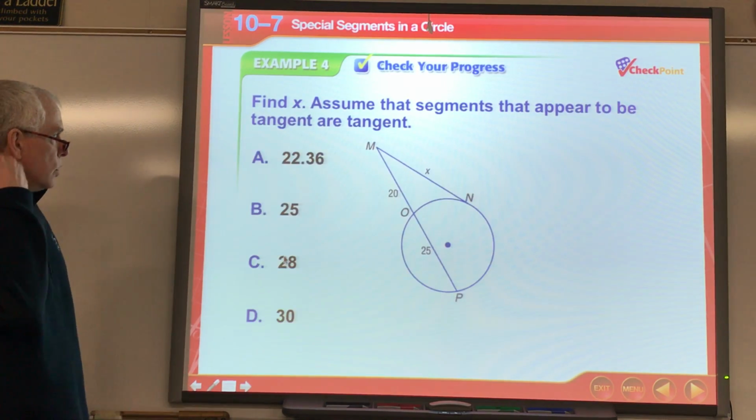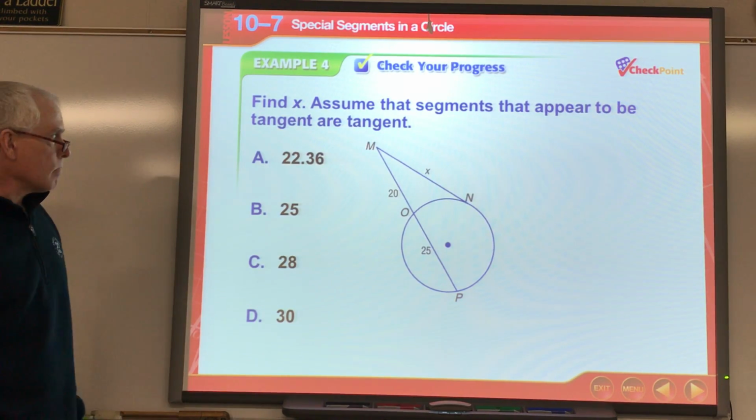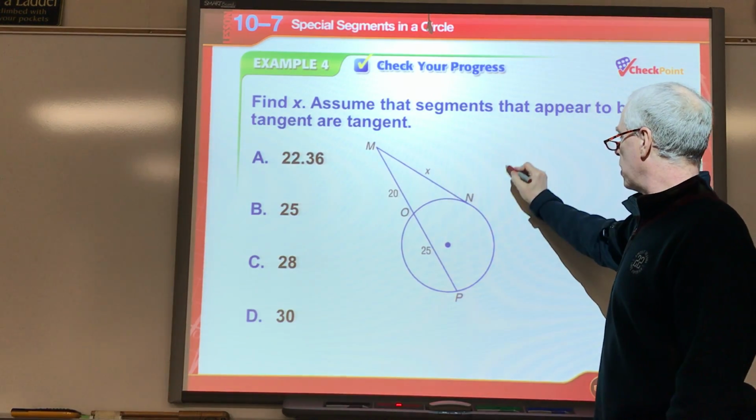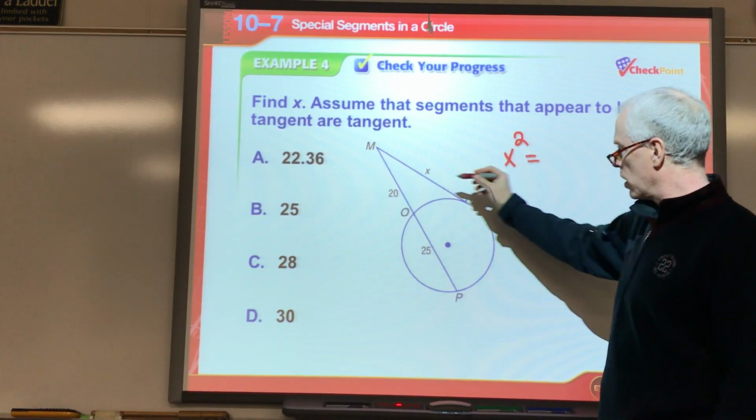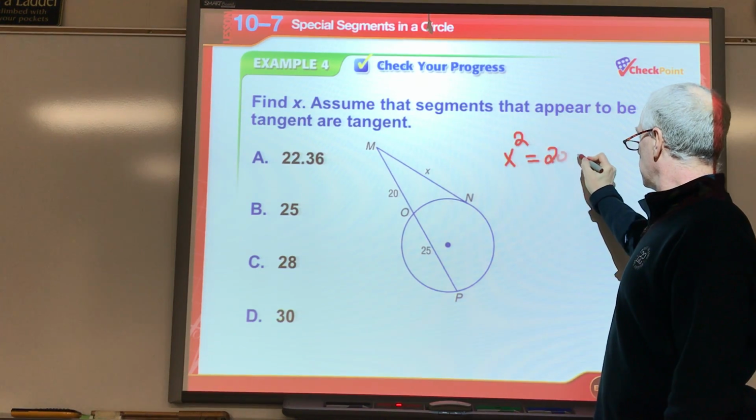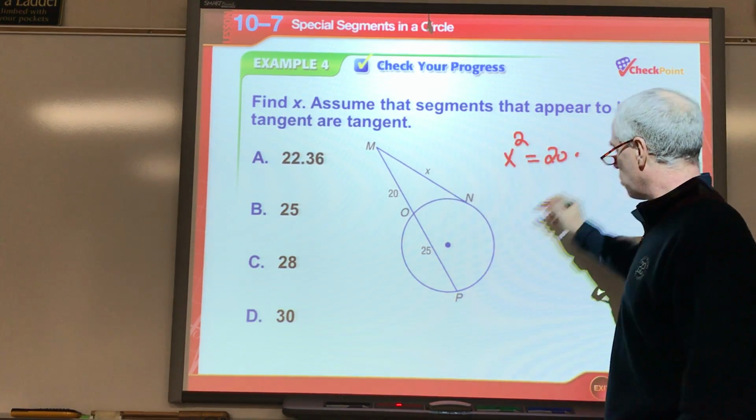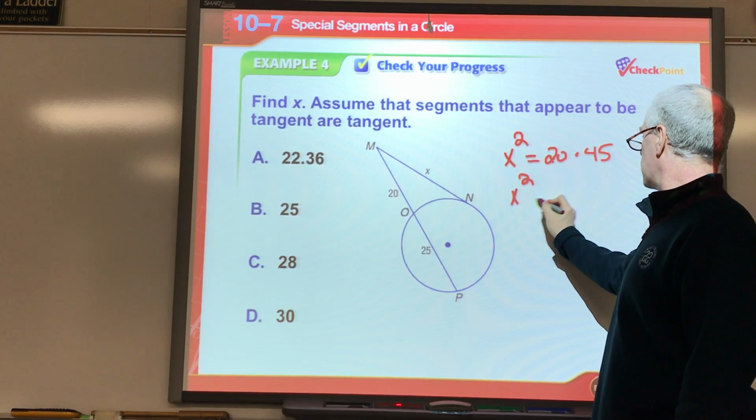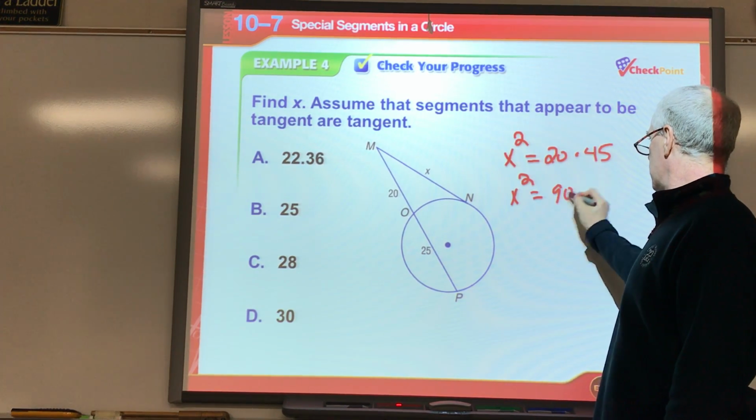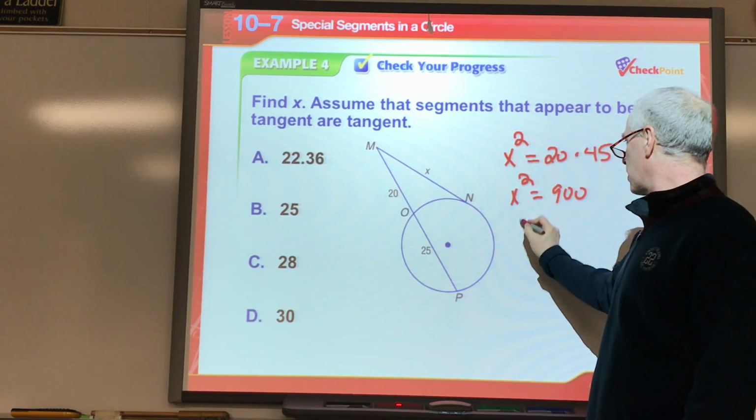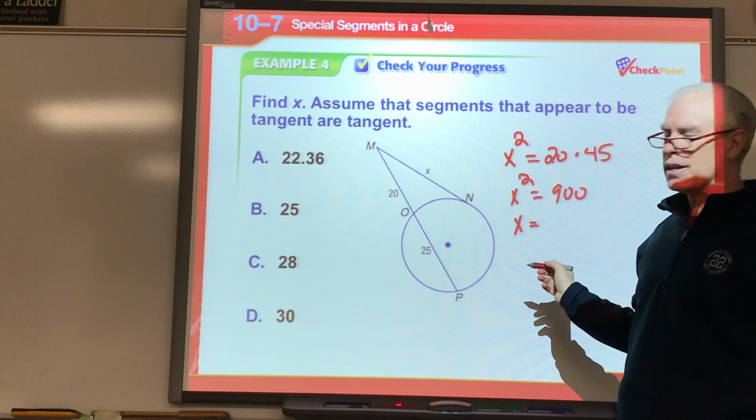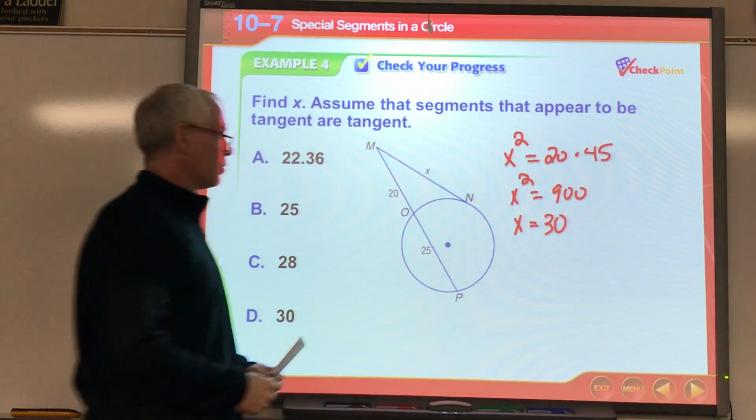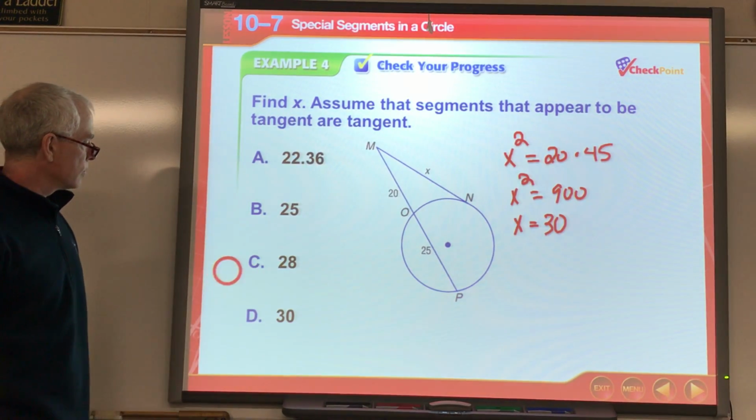All right, you guys give this one a shot. All right, so here's what we're going to do. The tangent part is squared, and then we're going to go exterior portion times the entire thing, 20 plus 25, which is 45, okay? So x squared equals 20 times 45, which is 900. And then I have to take the square root, okay? Now normally I'd go plus or minus 30, but again, negative doesn't work in context here. So we're going to just deal with the positive version of that, or the 30.